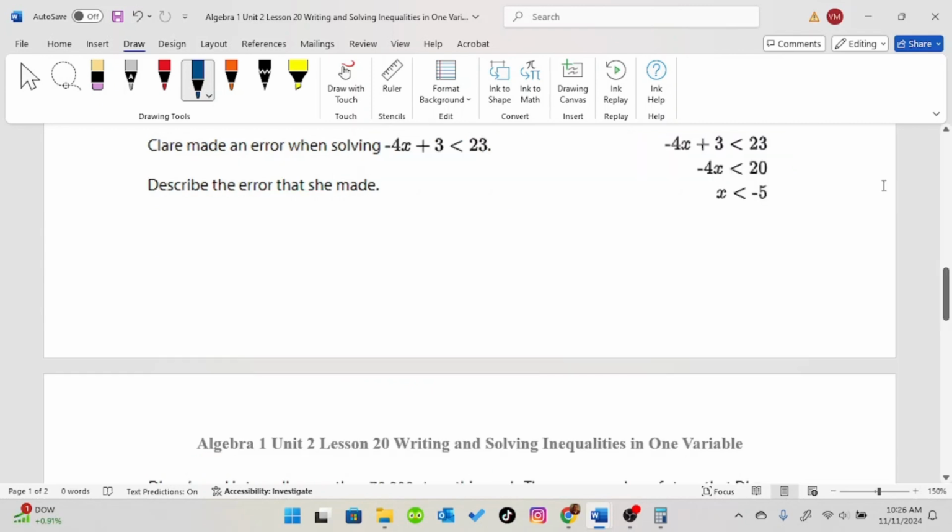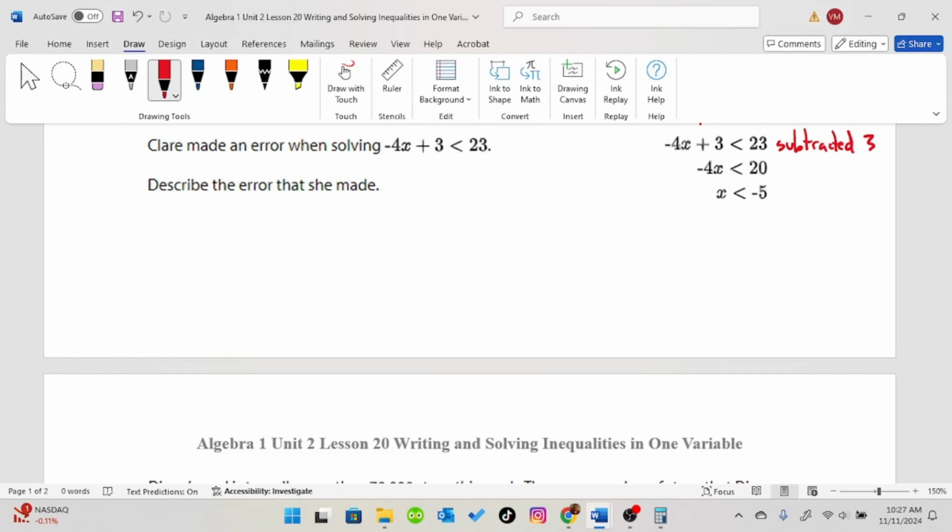Our next practice problem: Claire made an error when solving negative 4x plus 3 is less than 23. Describe the error that she made. So let's look at her work. We can see that to go from step 1 to step 2, she subtracted 3. She subtracted 3 from the left. She subtracted 3 from the right. So far everything is good.